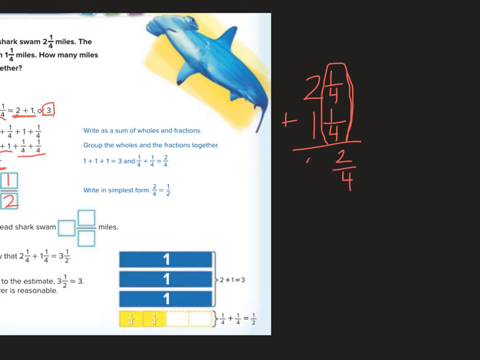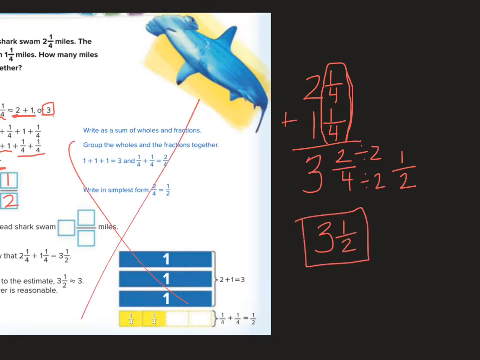2 plus 1 equals 3. Okay, and then I would see I need to reduce. And then I would get 3 1/2. I'm going to rewrite it because this doesn't look very nice. My answer is 3 1/2. Okay, all of this funny business, don't even notice it. Just do it this way. Okay, let's look at the next one.